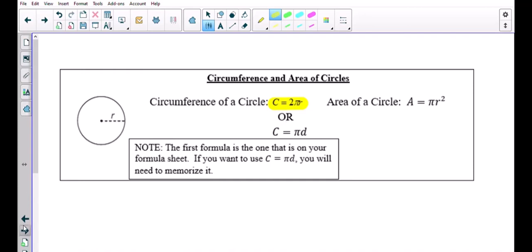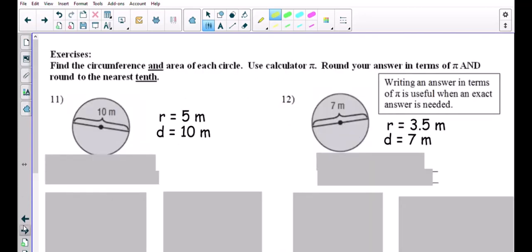So let's get into our first couple of examples here. Number 11 asks us to find the circumference and area of each circle, and we'll use calculator pi. So we're going to use the pi key instead of using an estimate of 3.14. We will write our answer in terms of pi, so you can see a blank and then a pi, and then approximately equal to, where we'll round our answer to the nearest tenth.